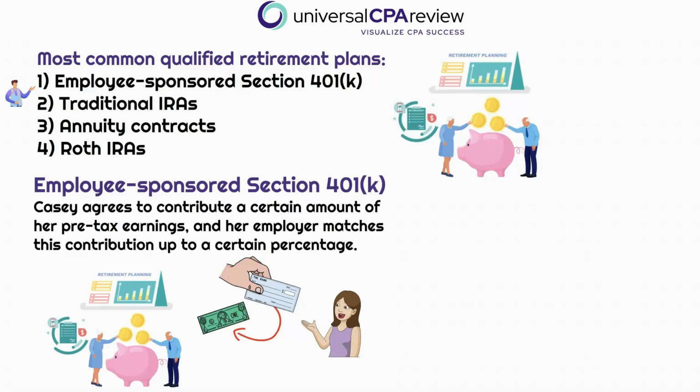In a 401k plan, Casey agrees to contribute a certain amount of her pre-tax earnings, and her employer matches this contribution up to a certain percentage. So it's like getting a raise for your future self. The employer's match is essentially free money, contributing to Casey's retirement pot.